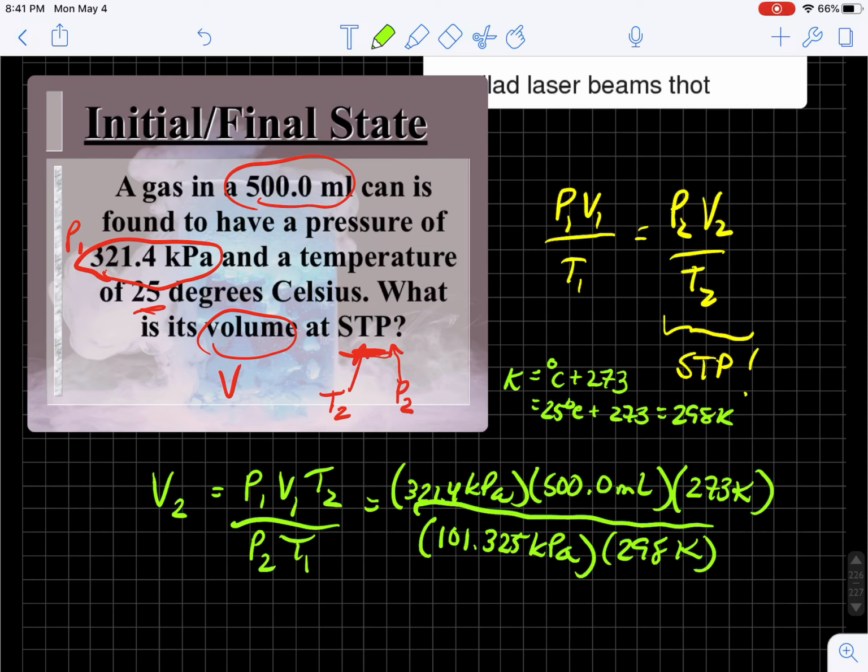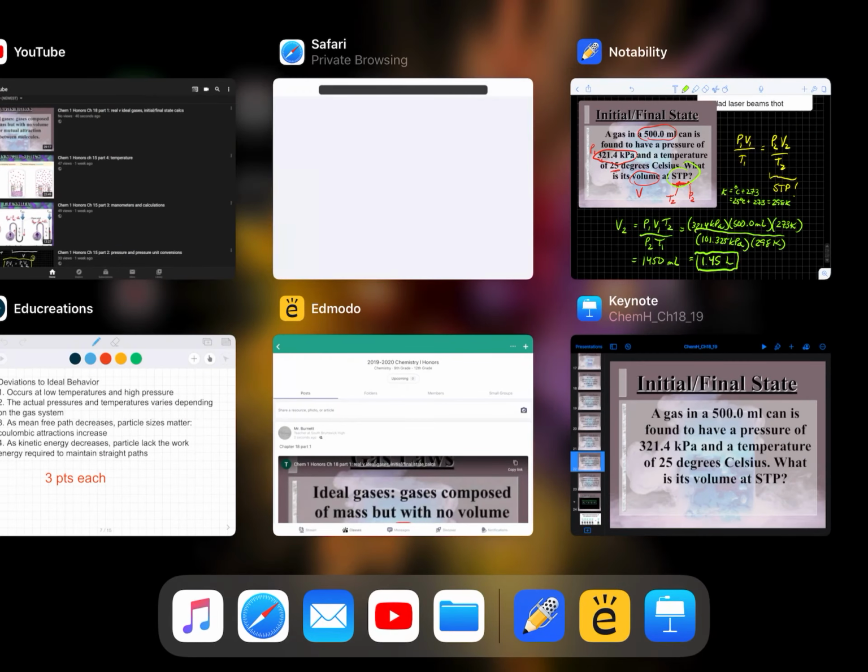And I get 1,452.933, and how many sig figs? 3 sig figs, so 1,450 milliliters. Now, usually on a multiple choice test, you'll see that converted to liters, so the answer on multiple choice would probably be 1.45 liters. But if it's a free response question, they don't ask you to convert it to liters, then you certainly don't have to. And again, the only trick to this problem is recognizing that your STP conditions were your new temperature and your new pressure.